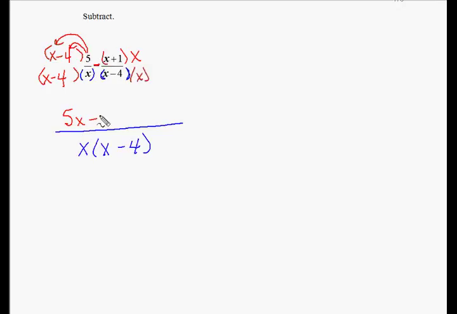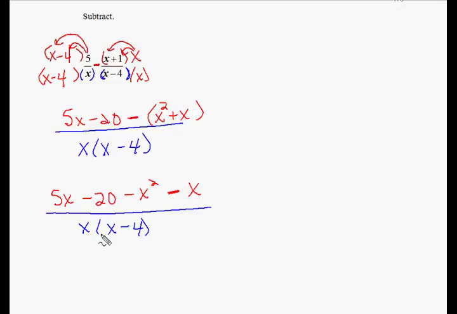5x minus 20. And then we have subtraction of everything that follows. So I'm going to use parentheses temporarily. There we have an x squared and also an x. So if we were to write that without parentheses, we would have 5x minus 20 minus x squared and minus x. And that's where most people are going to make their mistake. And we'll continue to have that same common denominator.